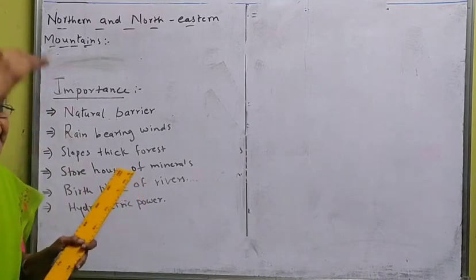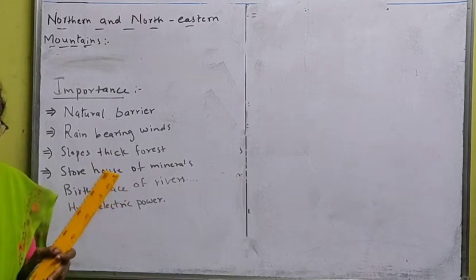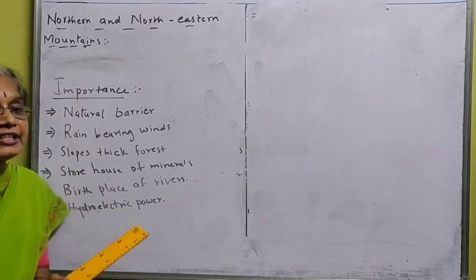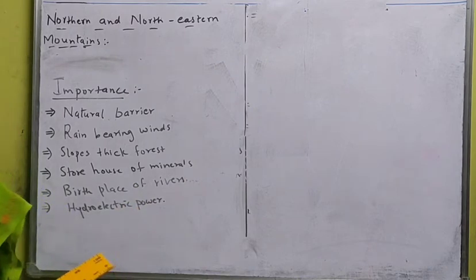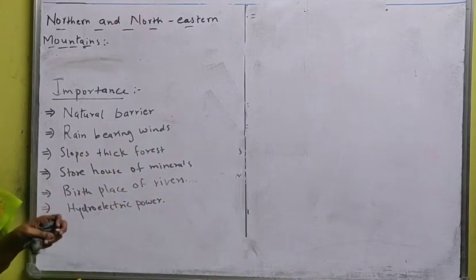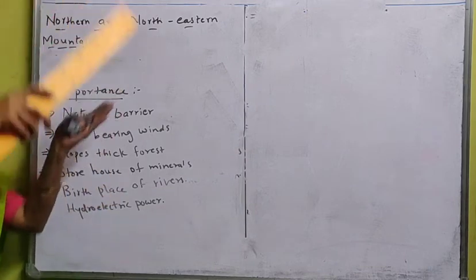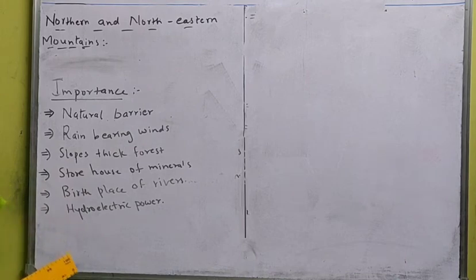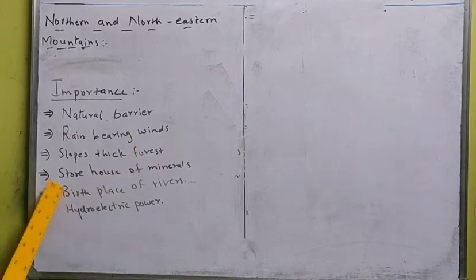Then slopes are there. I told you two slopes are there. That is what we call a gentle slope towards Tibet and steep slopes towards India. So what are the steep slopes towards India? They are covered with thick forests, and are a storehouse of minerals. Because the deposits will flow and come back there. So it is what we call a storehouse of minerals. The earth's crust is full of minerals in that particular area.